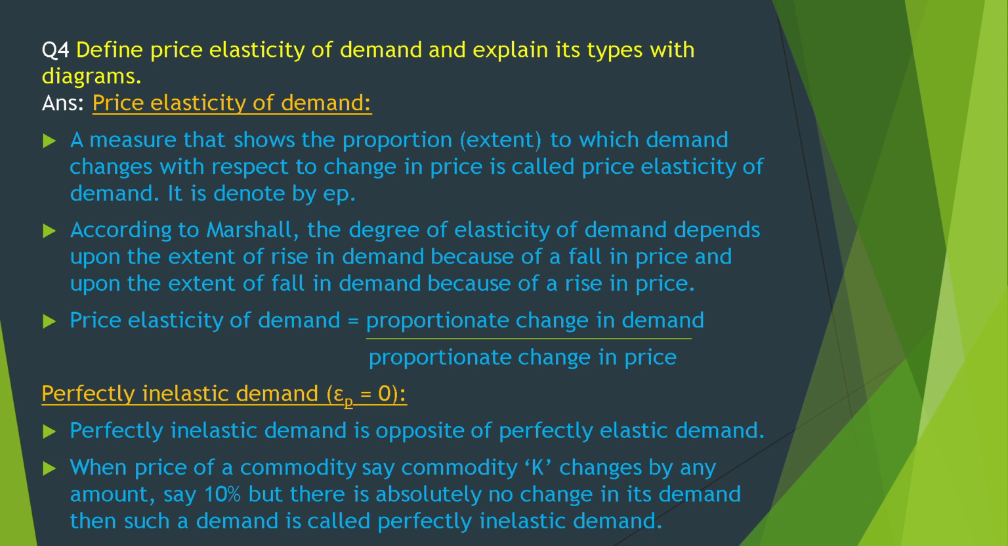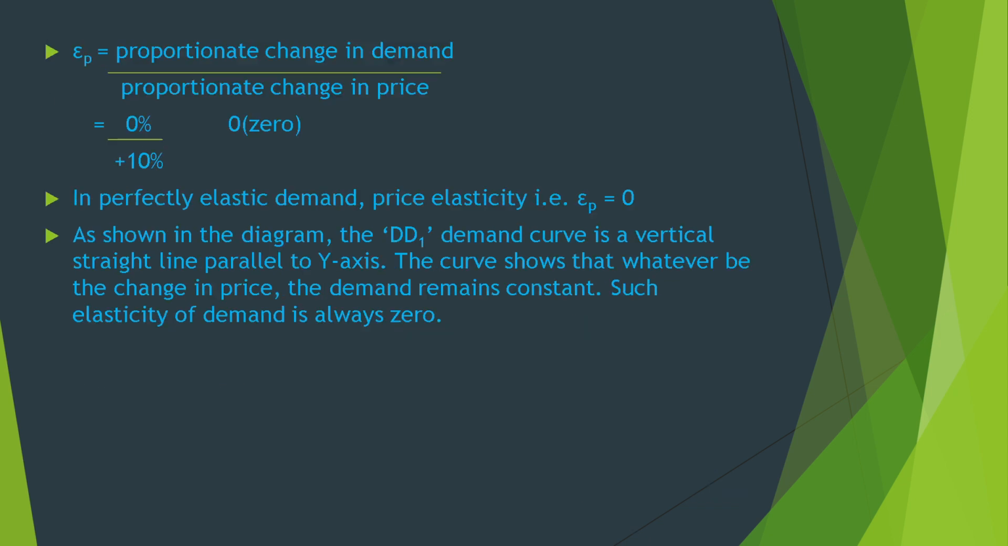Perfectly inelastic demand, EP equals 0. Perfectly inelastic demand is the opposite of perfectly elastic demand. When the price of a commodity, say commodity K, changes by any amount, say 10%, but there is absolutely no change in its demand, then such a demand is called perfectly inelastic demand. EP equals proportionate change in demand divided by proportionate change in price equals 0% divided by plus 10% equals 0.